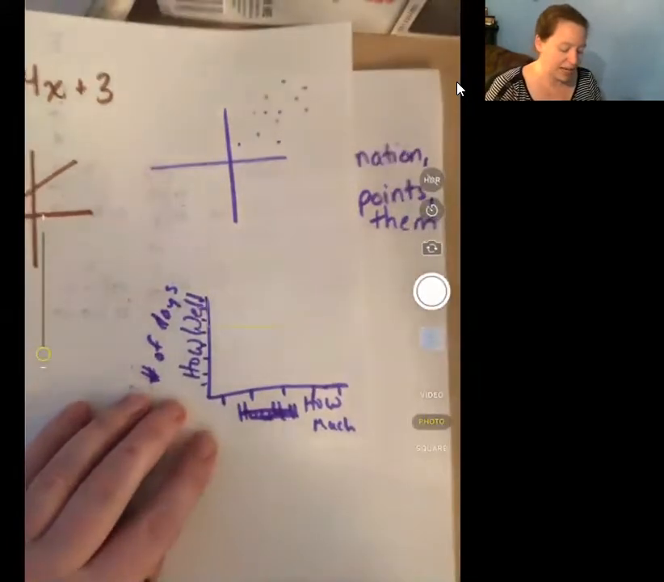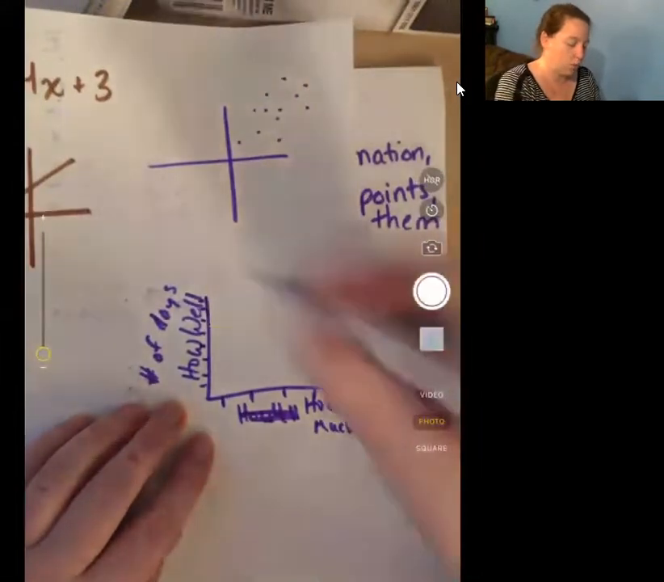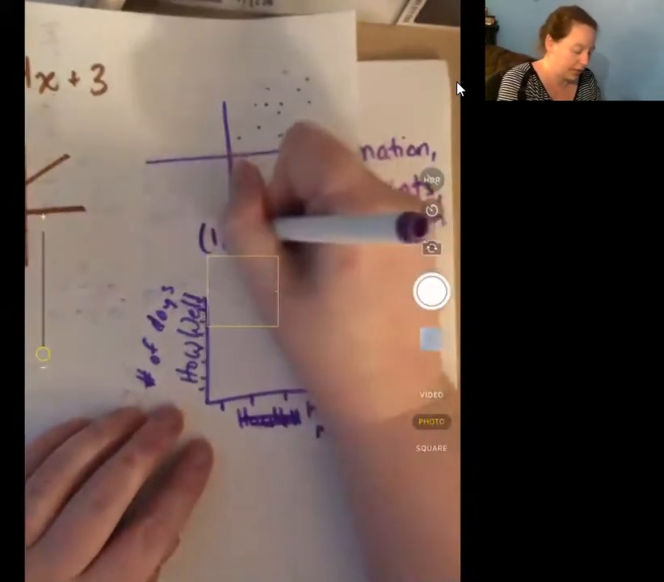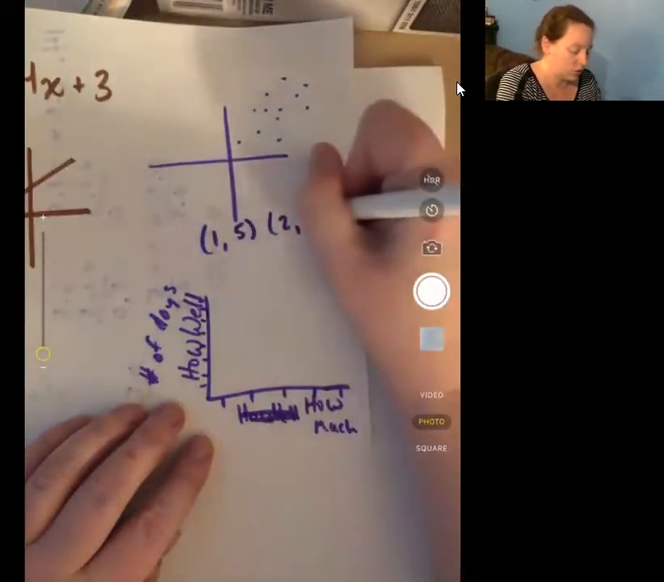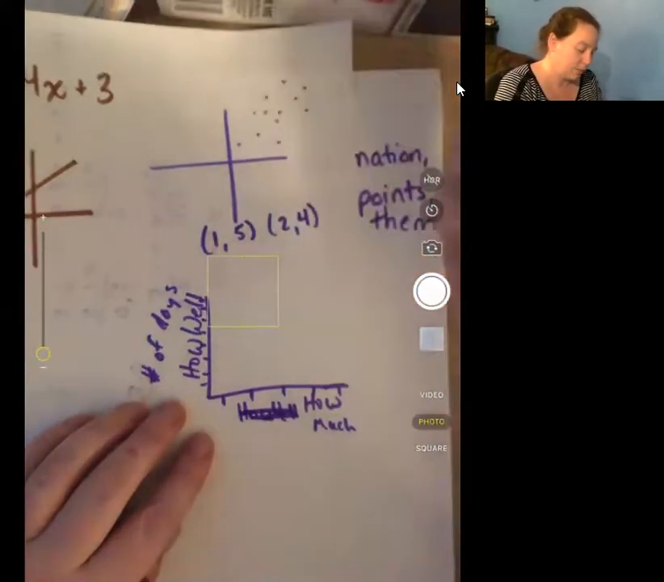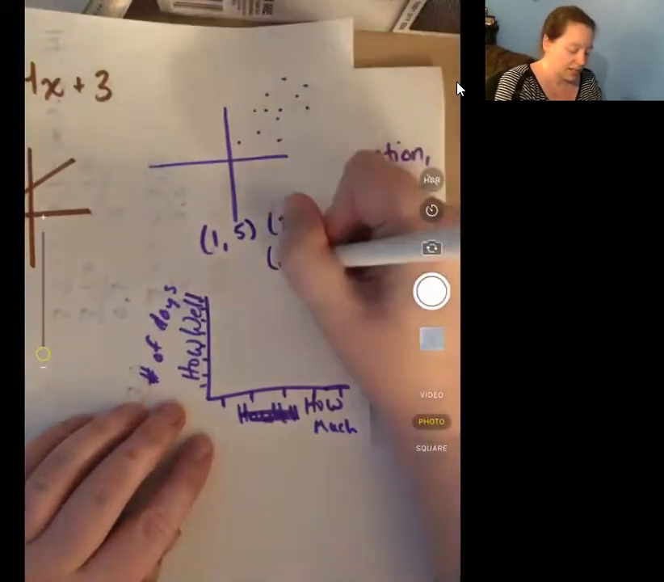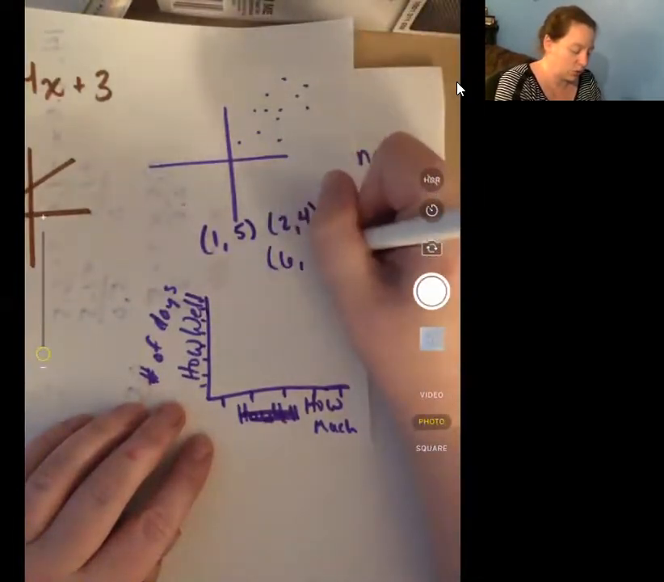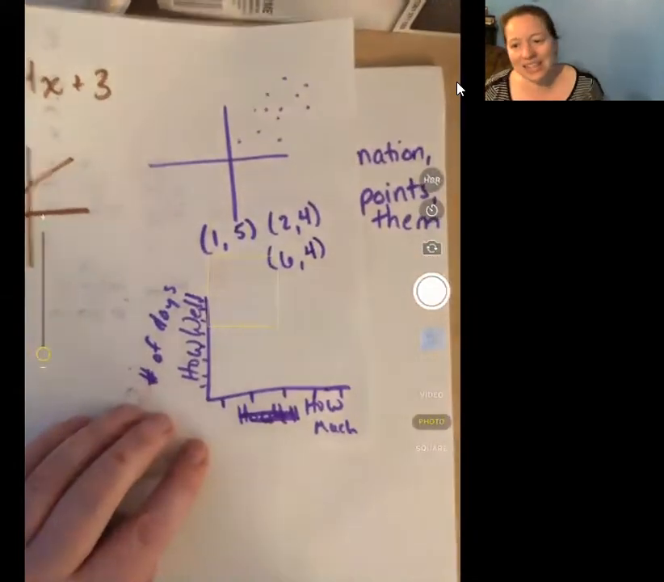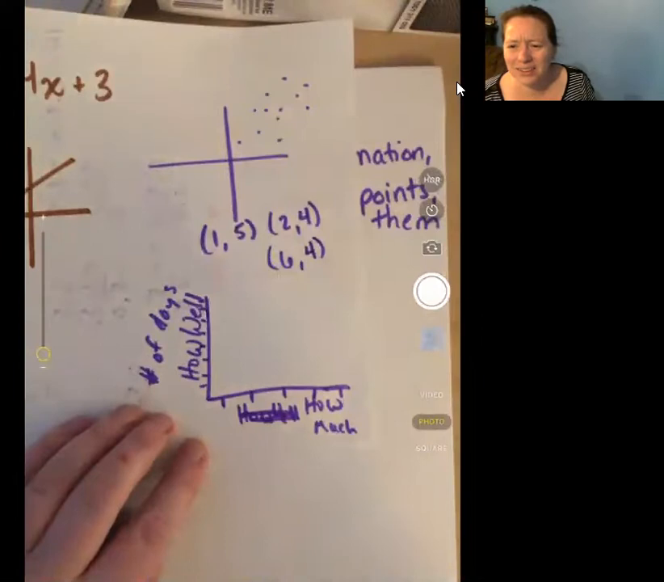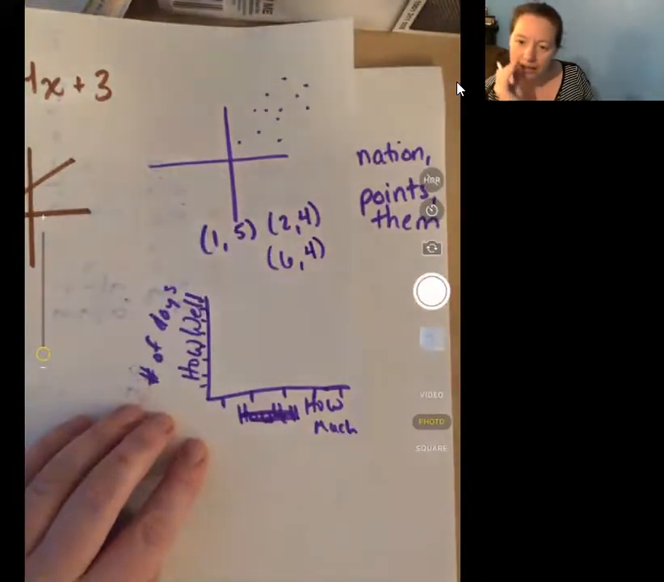And we can say one person was given 1 ounce and it took them 5 days. Another person was given 2 ounces and it took them 4 days. Another person was given 6 ounces and it took them 4 days. So they can sit there and go, oh, wait a second, 2 ounces and 6 ounces, there's absolutely no difference between the two. That's where the scatter plot helps you out.